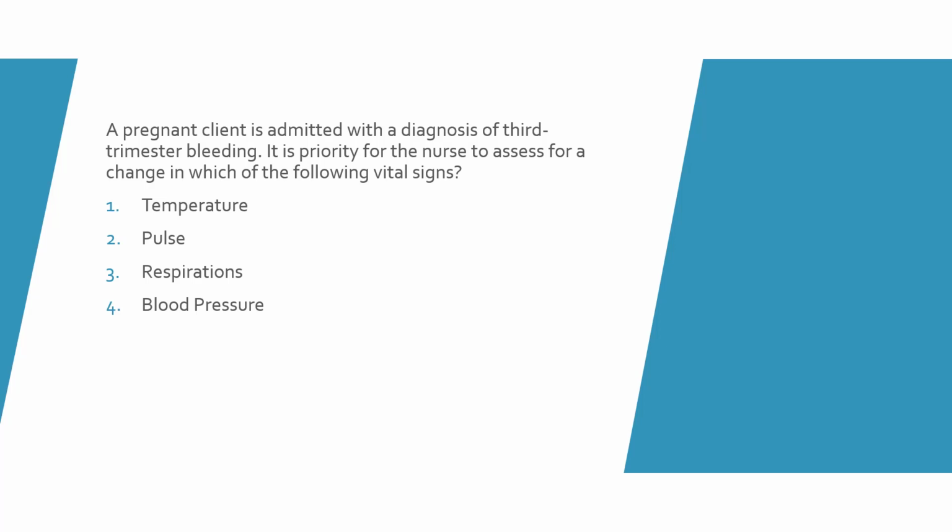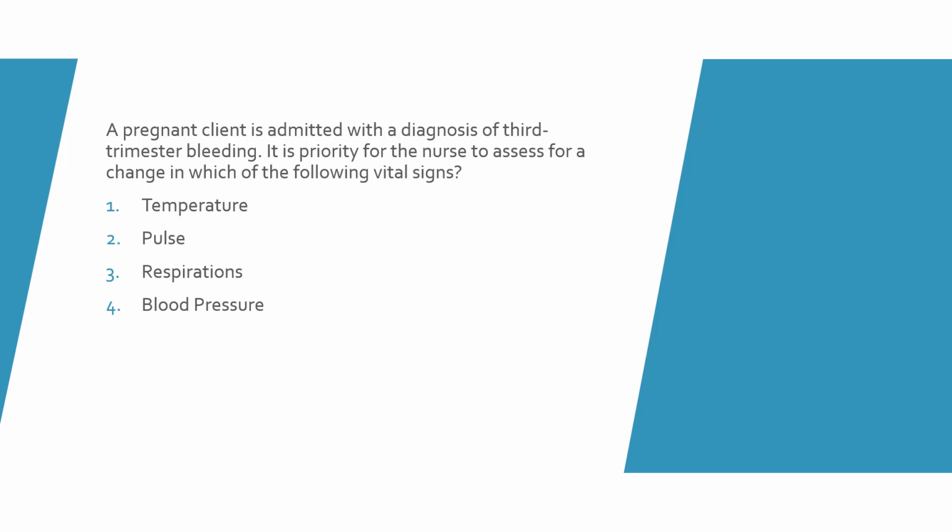This is an analysis question. The question is in the assessment phase of the nursing process and is asking what will be priority vital sign data related to a patient with third trimester bleeding. Number 1. Temperature. This is not a priority in this situation. Number 2. Pulse. There would be an increase in pulse rate with blood loss. This does look like it is our answer, but let's make sure. Number 3. Respirations. This is not priority in this situation.